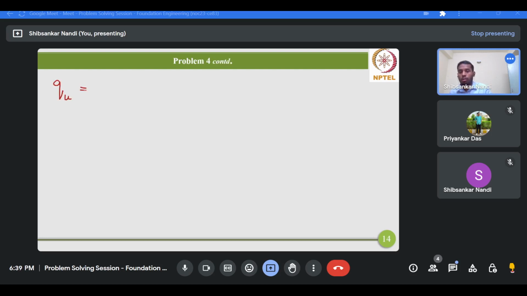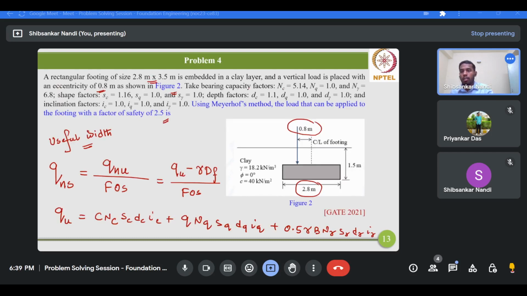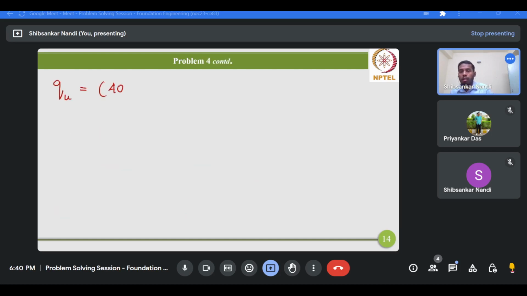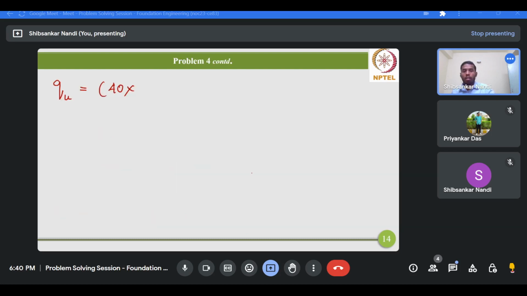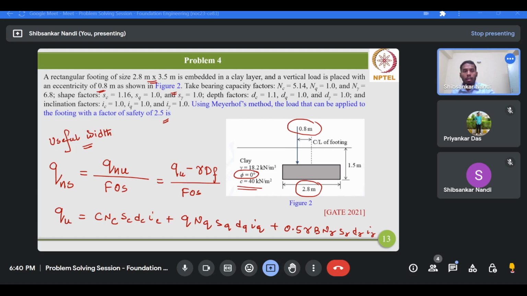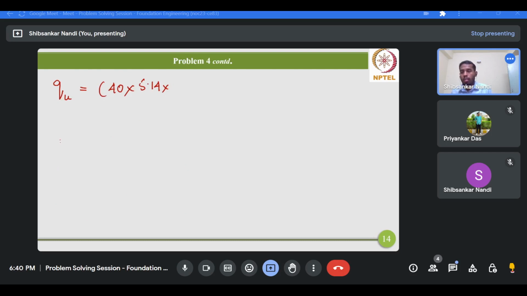So qu, what is the value for c? The c value is 40 kPa. So this is 40 times Nc. Now what is the value for Nc? Nc is 5.14. That means this is purely cohesive soil, phi equals 0. So 5.14 multiplied by Sc. Sc is 1.16. I think it will be easy for us if we summarize the given data here.